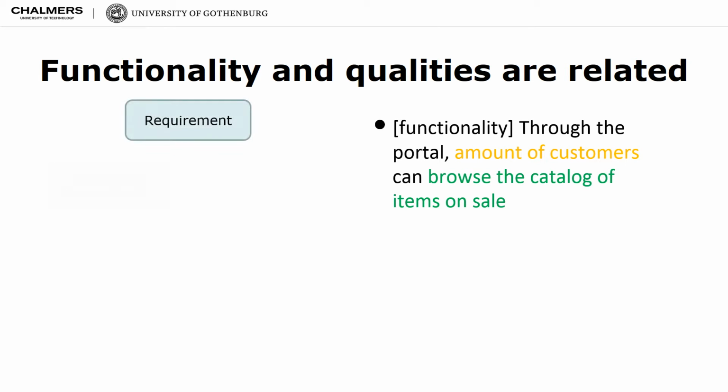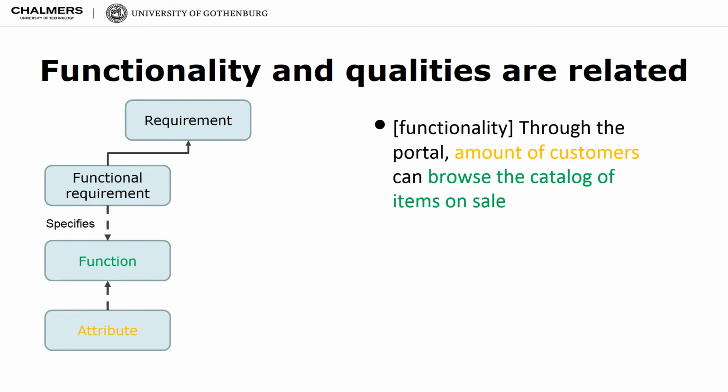Requirements can be divided into functional requirements and quality requirements. Functional requirements specify functions that are offered by the software system, and such functions are characterized by certain attributes. Let's pick an example. For instance, a web application that has a portal. In this case, the offered functionality might be the ability for customers to browse the catalog of items on sale via the portal, and the attribute would be the amount of customers that can concurrently access such portal.